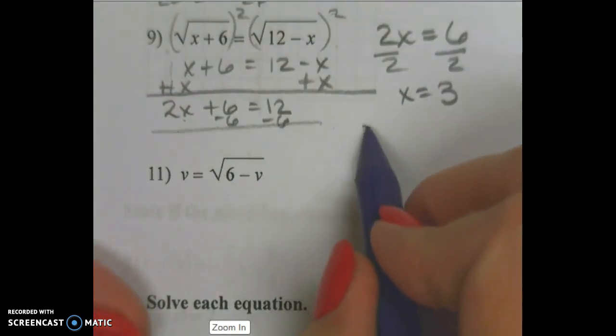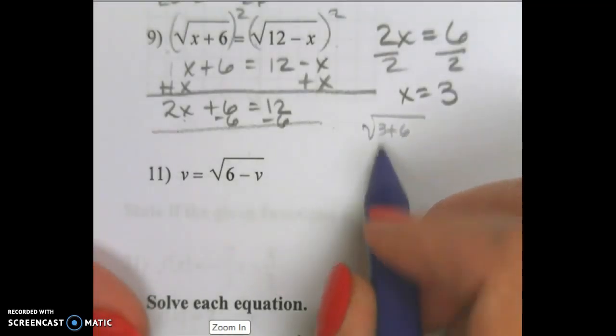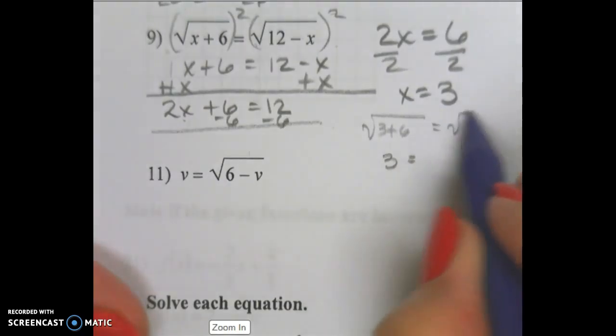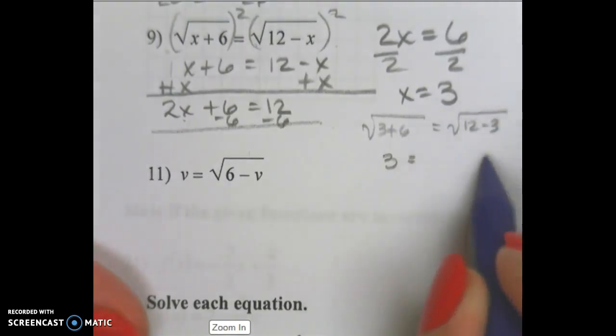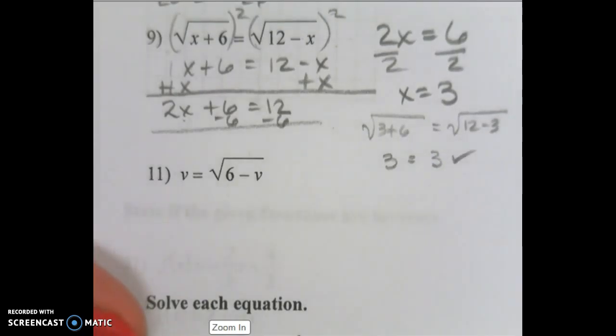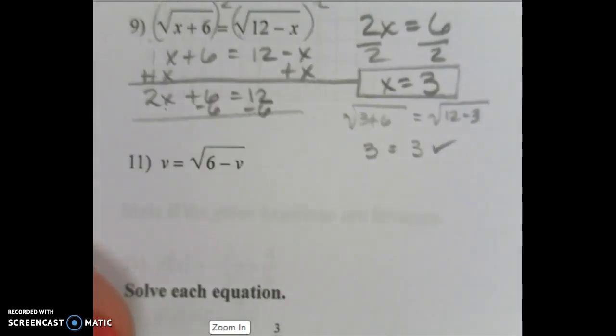I go back and plug in. I've got 3 plus 6. That's 9. The square root of 9 is 3. To the other side, I have the square root of 12 minus 3. That's 9. The square root of 9 is 3. That checks. My problem works. This is my correct answer.